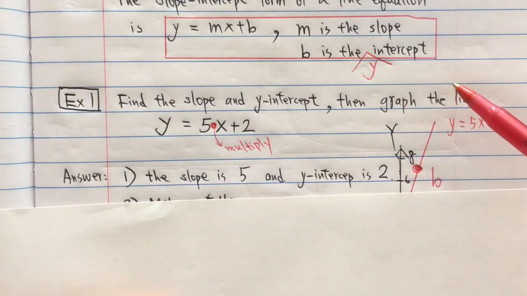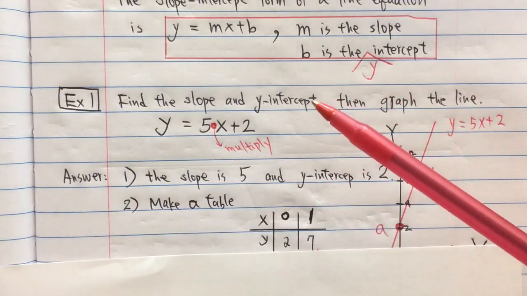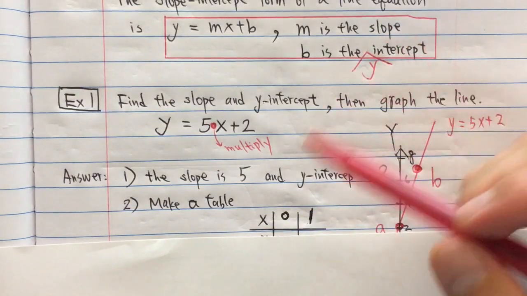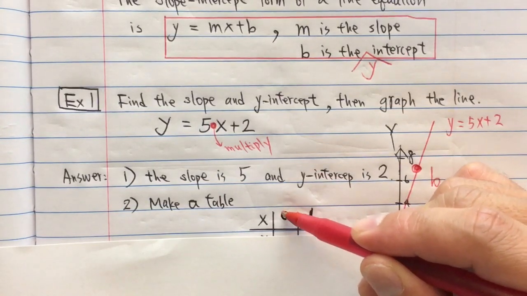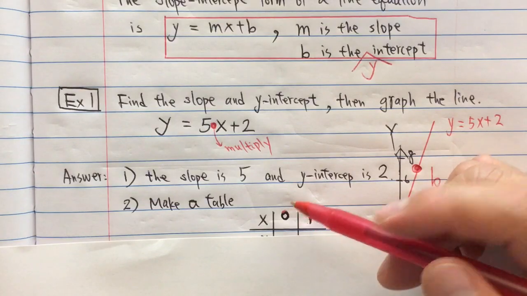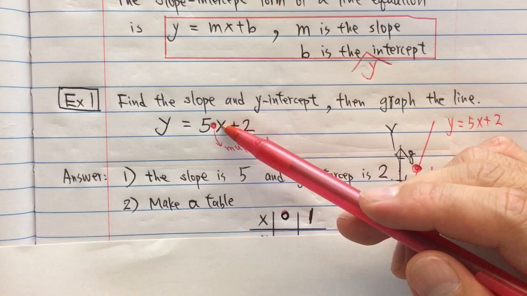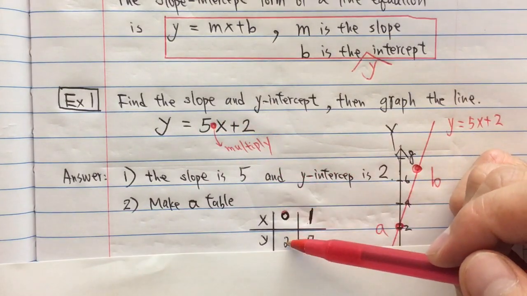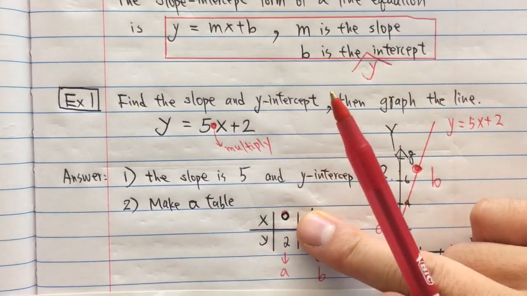And then graph the line. How to graph it? Make a table, with x and y. Let's pick any value for x. I like to pick 0 because 0 is always an easy number. Of course, you can pick 100, but 100 is not easy. When x equals 0, 0 times 5 equals 0, 0 plus 2, then y equals 2. This is point A.